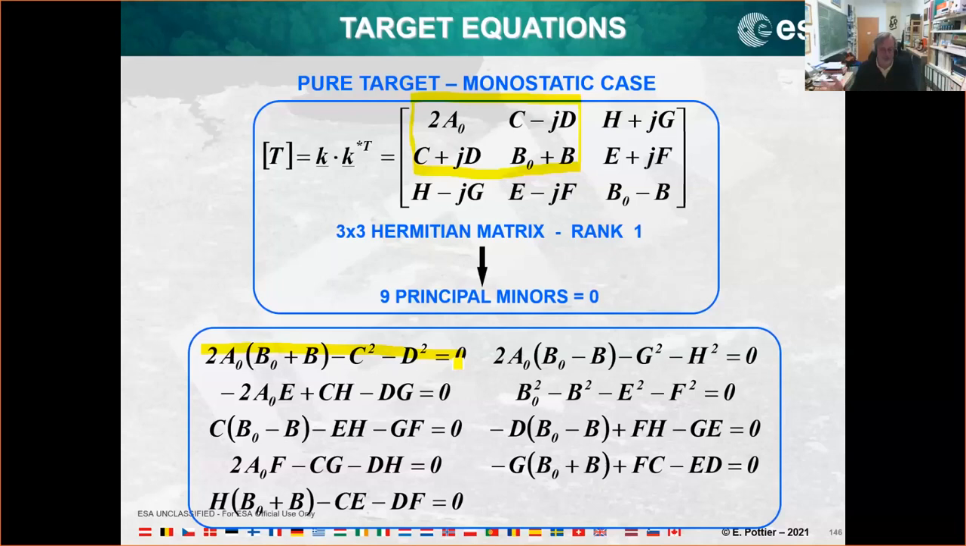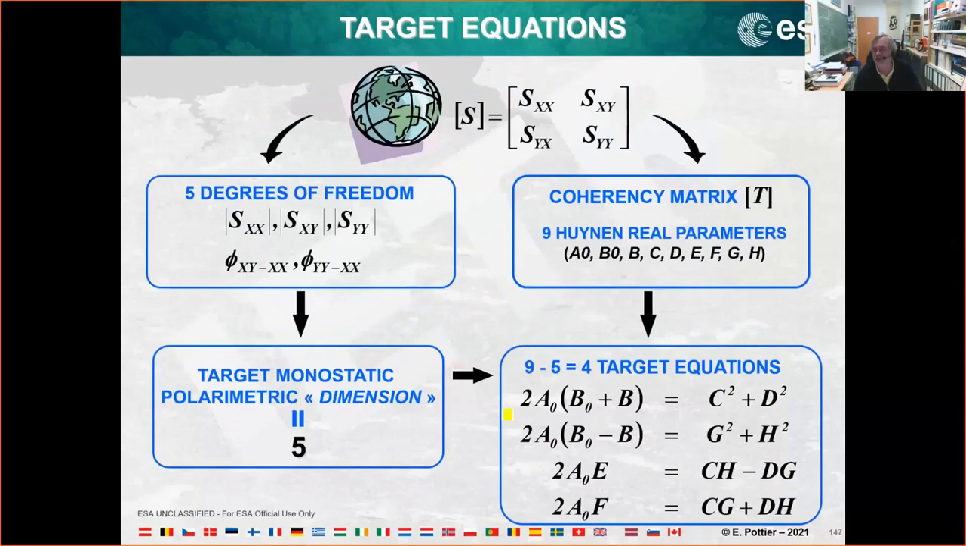So among these 9 equations, I'm just going to select 4 of them only. And usually it is these equations we choose. They can be other equations, it's not a problem. Just remember that these nine parameters are not independent, but are related together with the 4 target equations. So in conclusion, my descriptor will still have 5 degrees of freedom. So still have a physical dimension equal to 5. It is just to remember this.